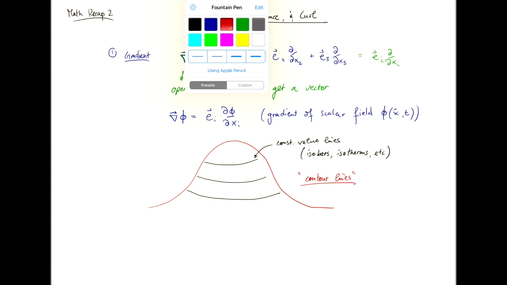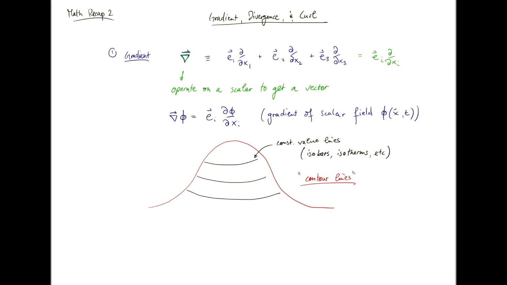Now the gradient picks up the fastest rate of change, and so it is perpendicular to the contour lines. That is the direction of the gradient of phi at this point x. And so it's a vector because it has a direction and a magnitude. And the magnitude is how quickly your field phi is changing in this direction.